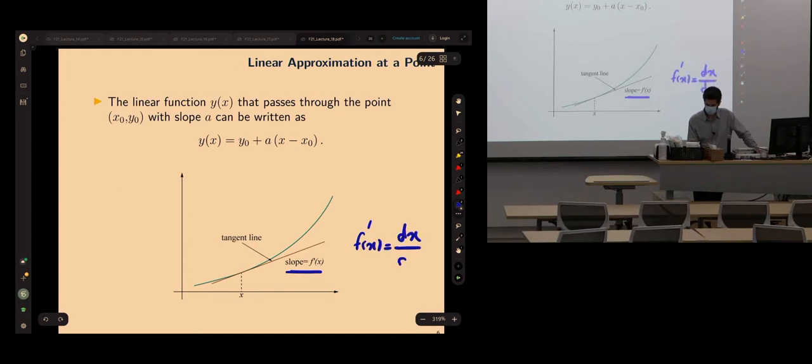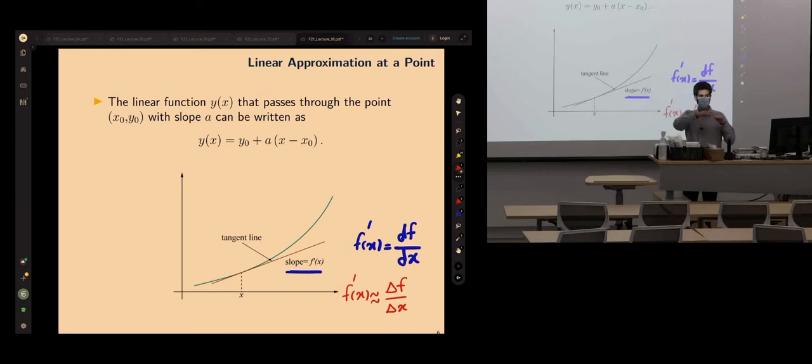Its rate of change, better pen. So we approximated this with something like delta of f over delta of x, right? A delta that you move up, divided by the delta you move down, corresponds to the slope of the line.